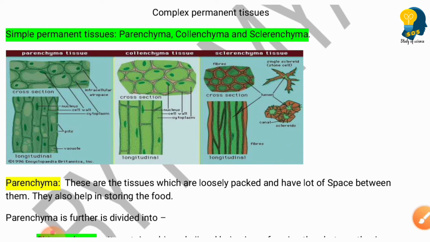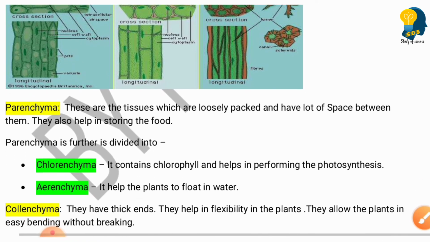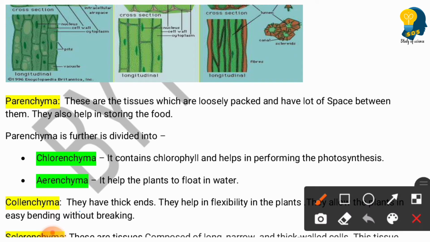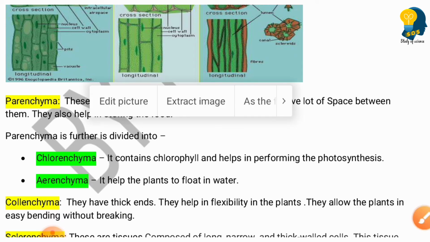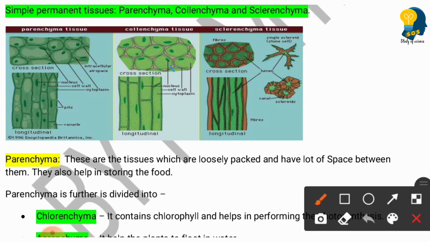Clear? And the second type which you have understood was the Collenchyma. The Collenchyma have thickened ends. When you observe the cells of the Collenchyma, they have thick ends, correct? And they allow the plants easy movement without breaking. So the third one was the Sclerenchyma. These are tissues composed of long, narrow and thickened walls, made up of dead cells. And they do not have intercellular spaces.